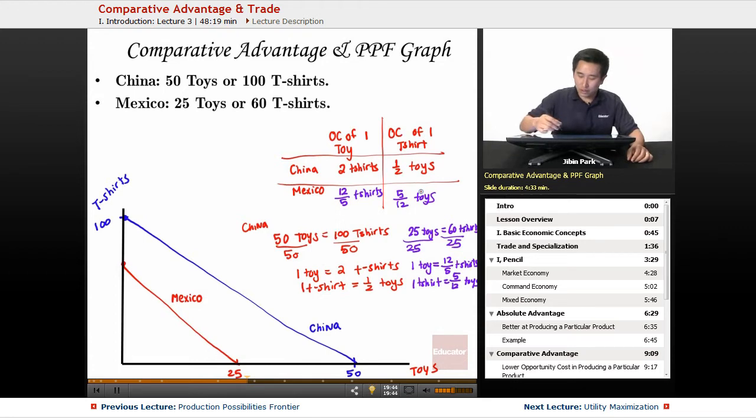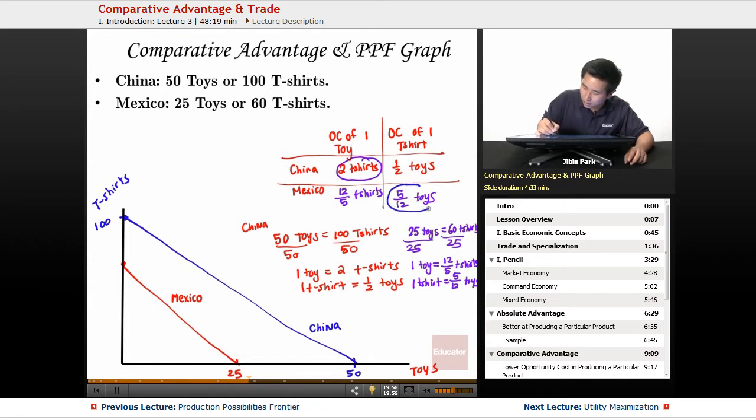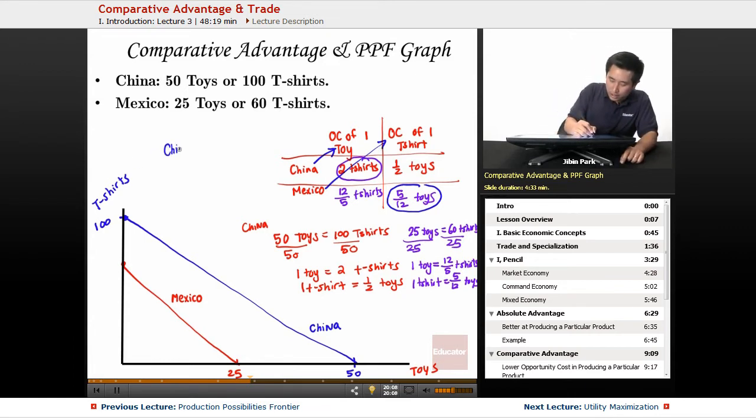So when you're trying to figure out who has comparative advantage, well, 2 is going to be less than 12 over 5. And 5/12 is going to be less than 1 over 2. So again, as we established before, China has comparative advantage in making toys because 2 is less than 12 over 5, and Mexico has comparative advantage in t-shirts. So again, China has comparative advantage in toys, and Mexico has a comparative advantage in t-shirts.